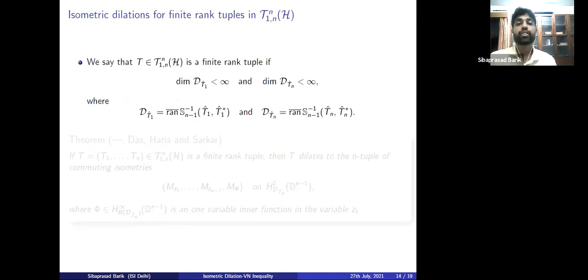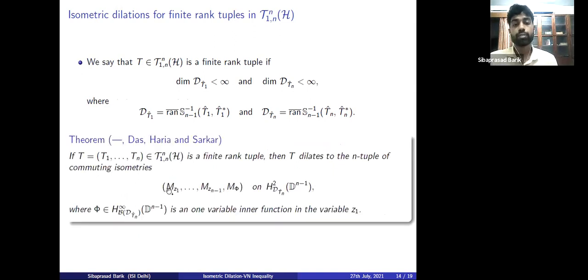So first we will find isometric dilations for the finite rank tuples in the class tau n 1 and h. So what are the finite rank tuples in the class? T belonging to our class is called finite rank if the defect space with respect to T1 hat and the defect space with respect to Tn hat are finite dimensional. And for finite rank tuples, we have this isometric dilation result.